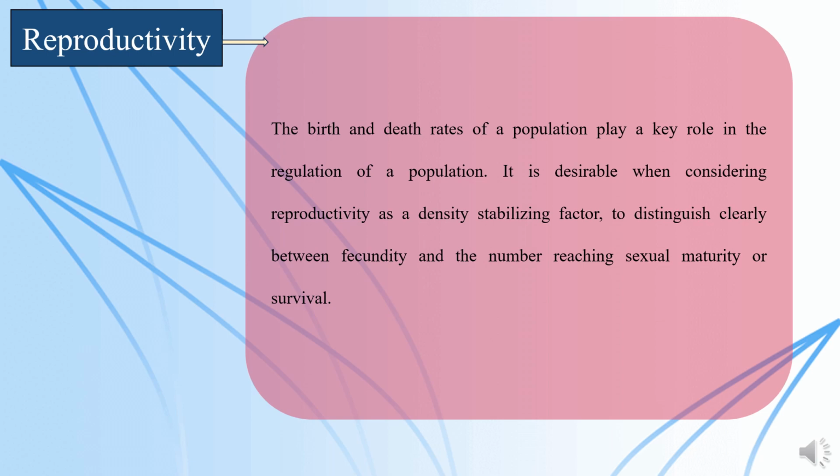Reproductivity: the birth and death rates of a population play a key role in the regulation of a population. It is desirable, when considering reproductivity as a density-stabilizing factor, to distinguish clearly between fecundity, the number of eggs or young produced, and the number reaching sexual maturity, or survival. There is increasing evidence that changes in fecundity are density dependent in many species, but nevertheless are not usually sufficiently great to be of major importance in stabilizing populations at any definite level.